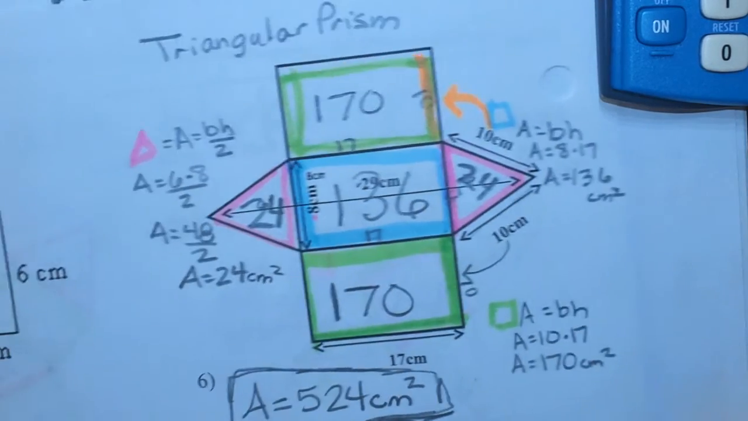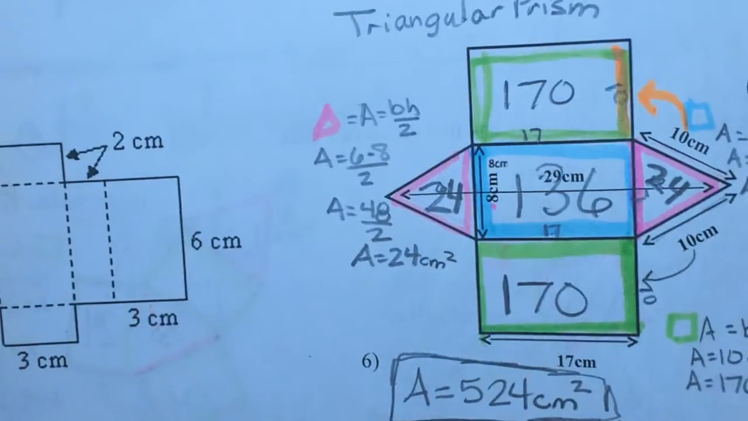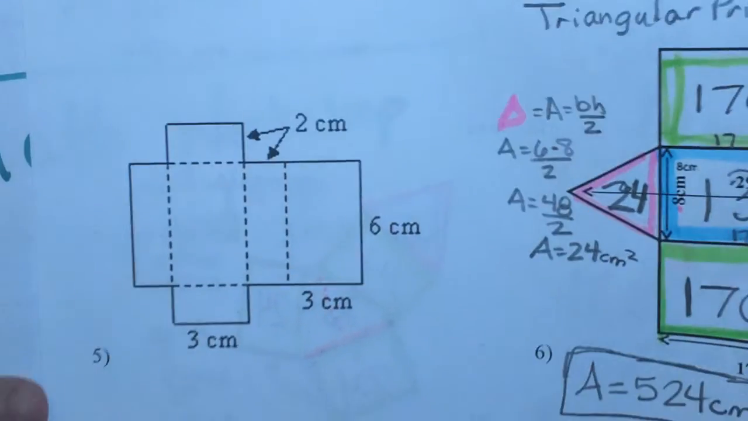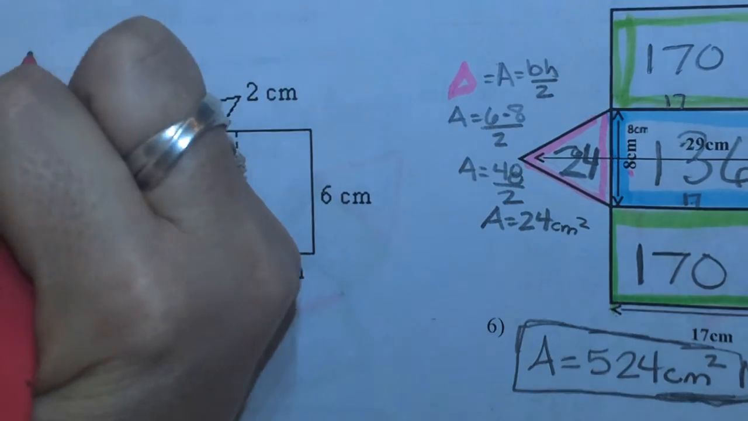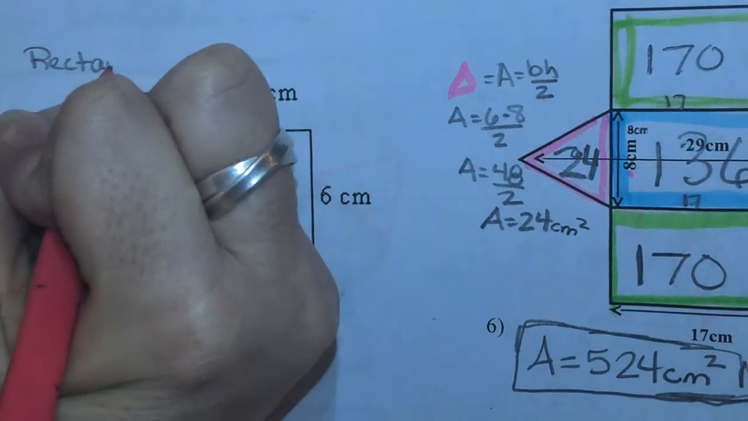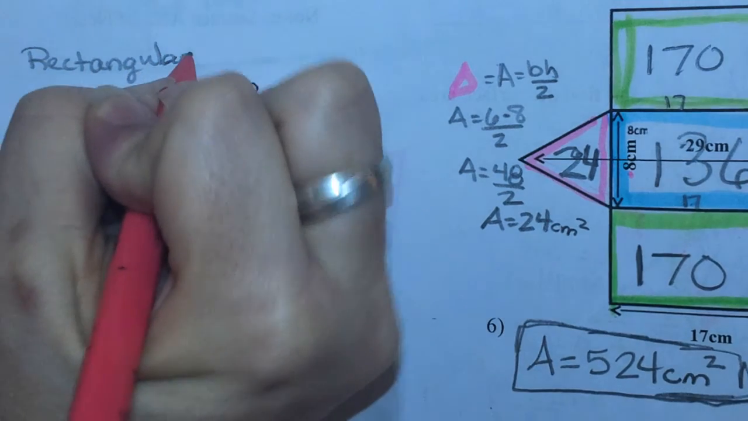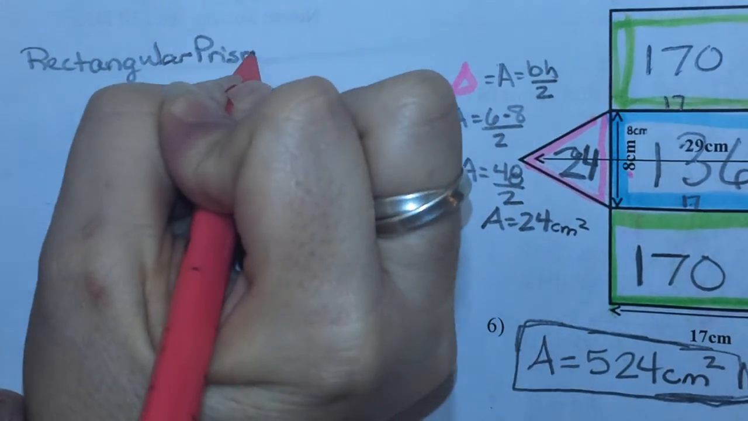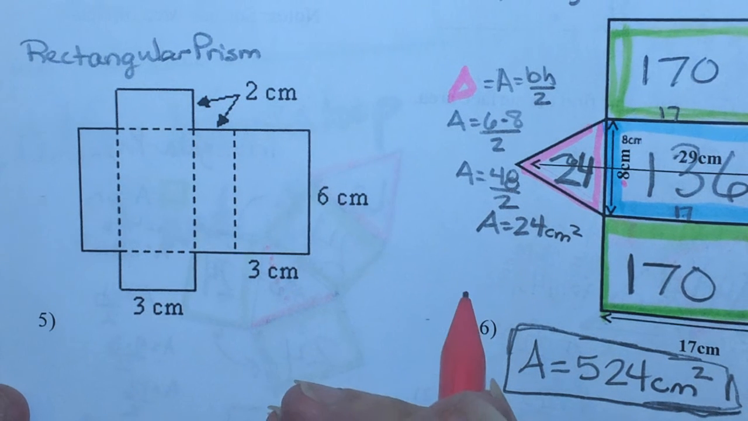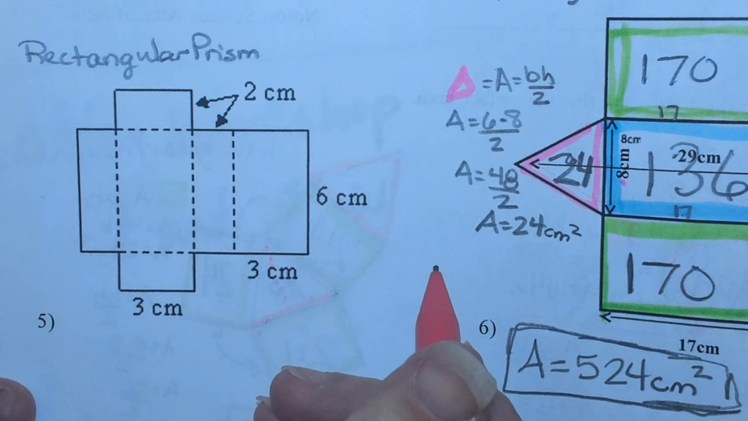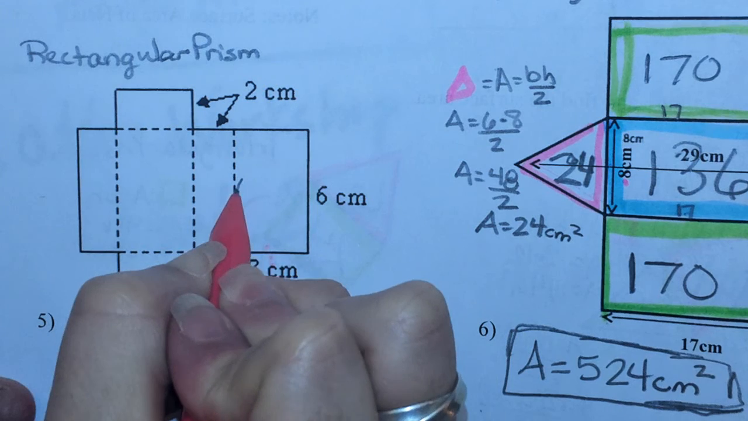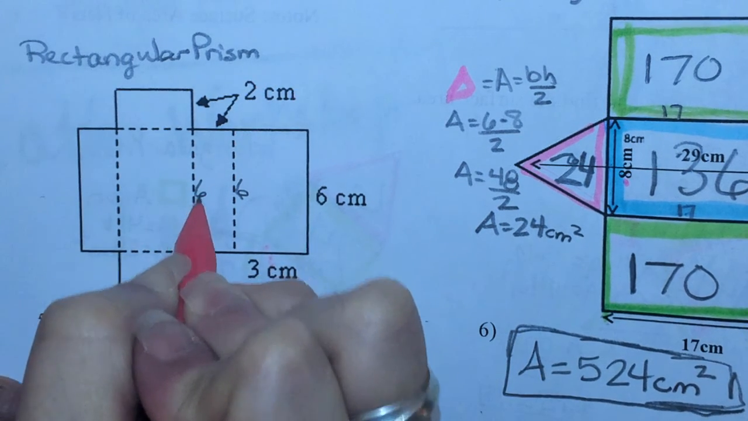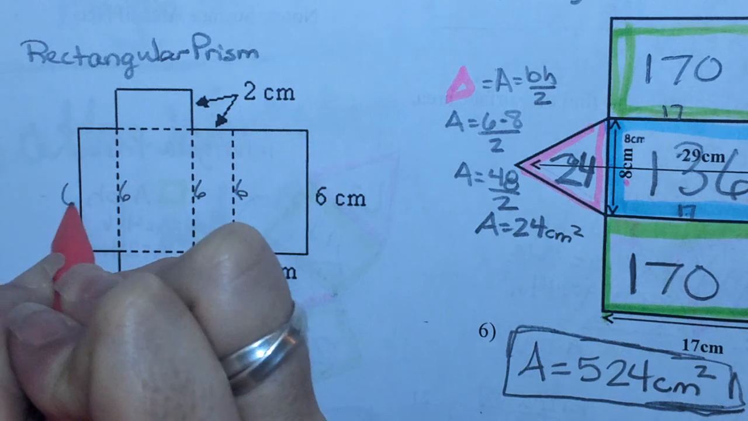Okay. Going back to number 5. The shape is a rectangular prism. Now, a couple things about this one. If you want to go ahead and move in some numbers, it might help. Meaning, if I know this is 6, I know this is 6, that is 6, and I can just go ahead and put those on there.